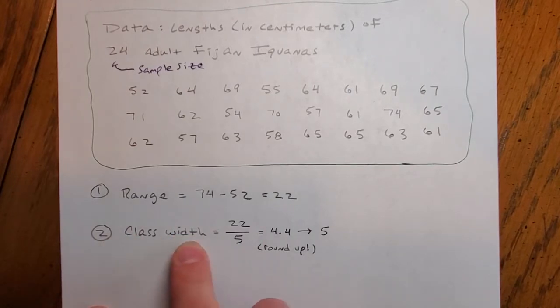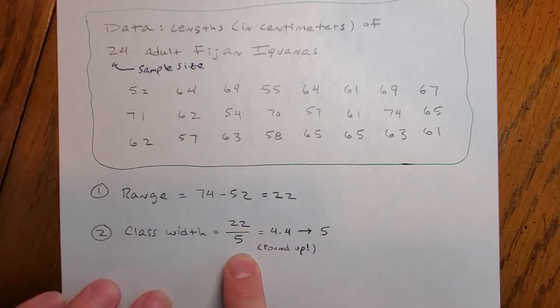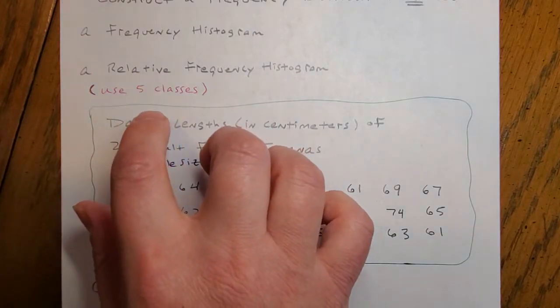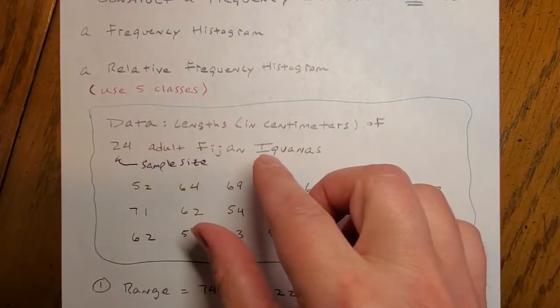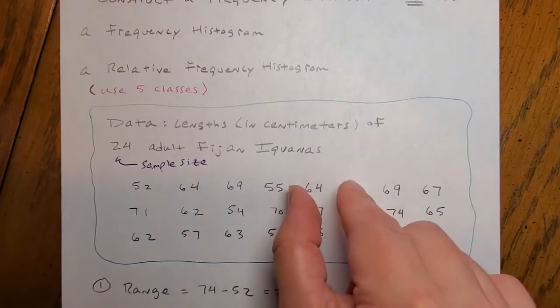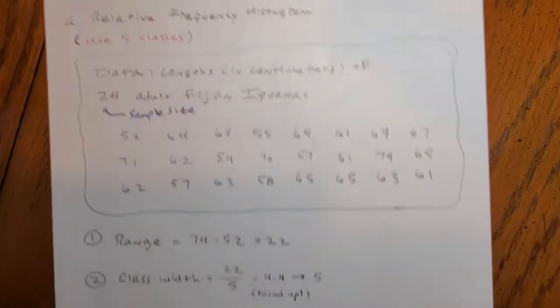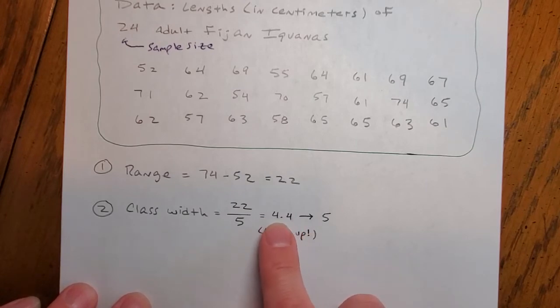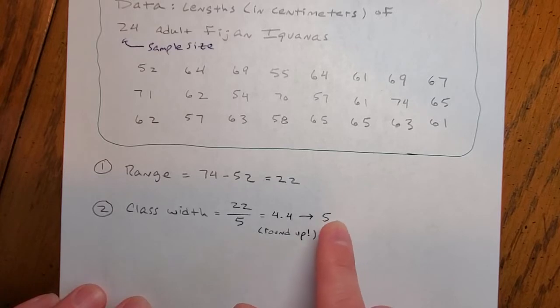To do that, you take the range and you divide by the number of classes. Now the number of classes is given. It says 5 classes. So we're going to break up this data set into 5 equal pieces and see how all the numbers fit. So we take 22 by 5, you'll get 4.4, but we'll round that number up, okay? And it's going to be 5. So the class width is 5.